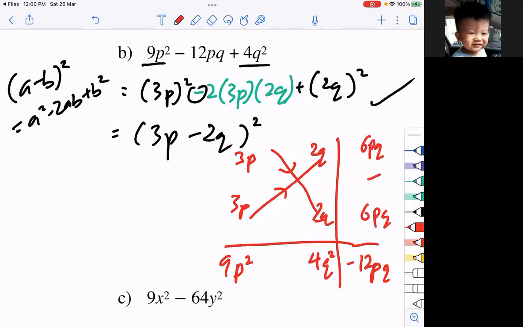But there's a problem. If you added these two together, do you get negative 12pq? Cannot. So you must go ahead and add a minus here. Then you must put a minus here. Then you must be wondering, hey, how come I can just anyhow put minus? I can.